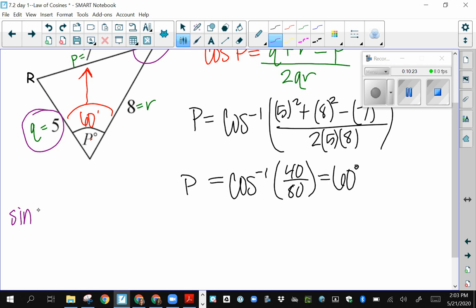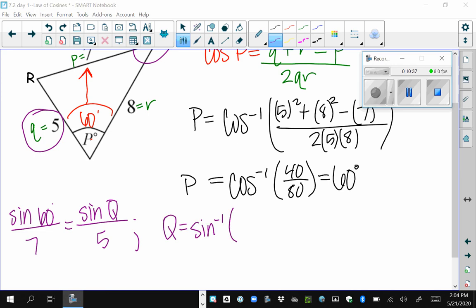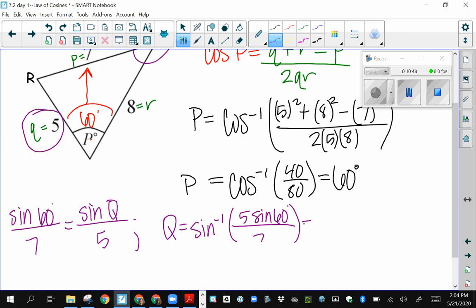Sine of the known angle divided by the known side. That's our pair, our known ratio. On the other side, sine of, I don't know angle Q, but I do know the side length. There's the set. Cross multiply and solve, and then you're going to have to take the inverse sine. Again, I'm trusting that you know how to do all that. Reach out to me if you do not. That's all from previous lessons. And when I did that, I got 38 degrees. So now I know that this guy's 38.